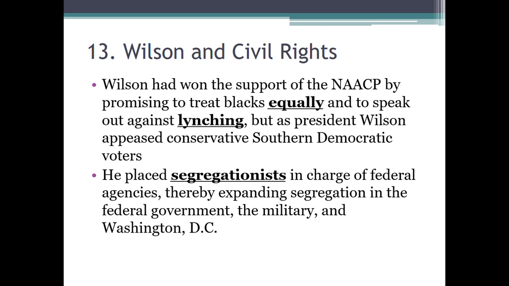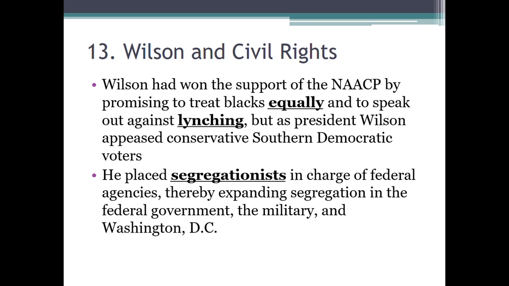Wilson convinced many African Americans to vote for him. He won the support of the NAACP, promising to give Black Americans equal treatment and to speak out against lynching. But as president, he gave in to what conservative Southern Democrats wanted. He picked people who believed in segregation, segregationists.